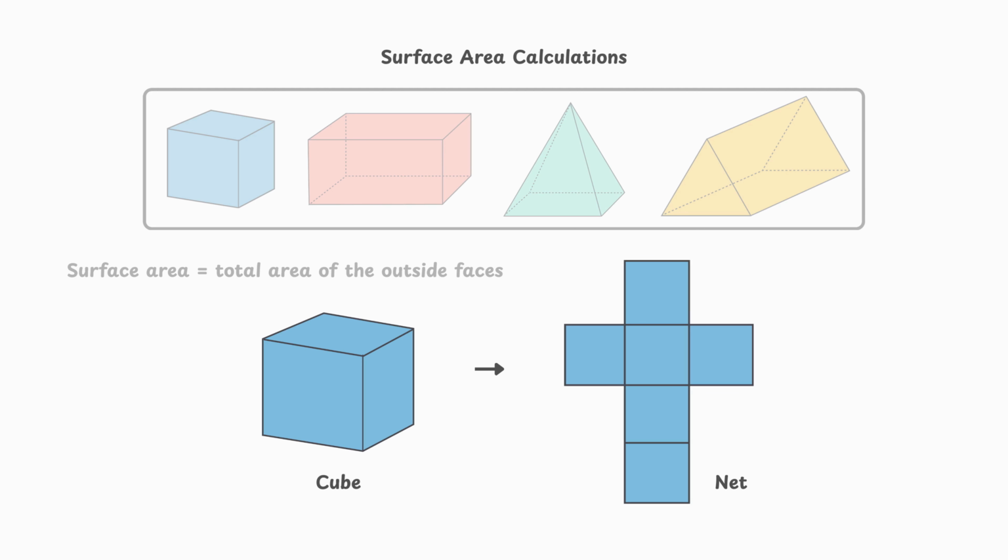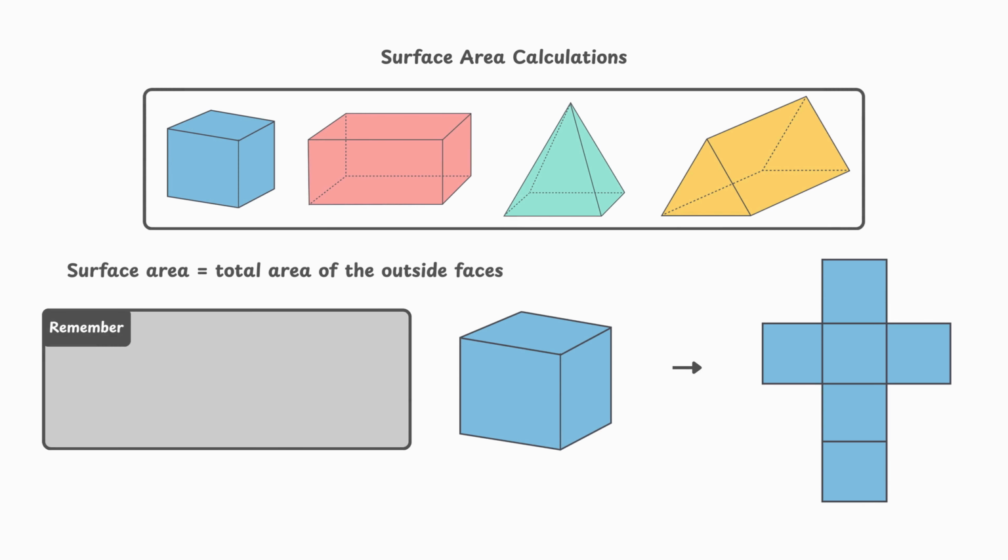So instead of trying to imagine all the faces in 3D, we can count the faces on the net and find the area of each one. For a cube, all 6 faces are the same size. So once we know the area of one square face, we can multiply it by 6. This is the key idea for surface area. Find the area of each outside face, then add them all together.